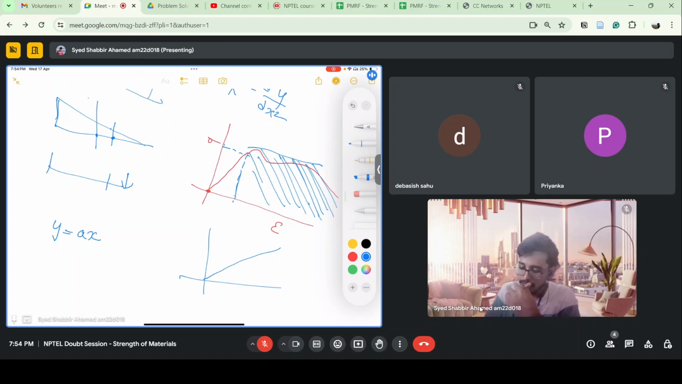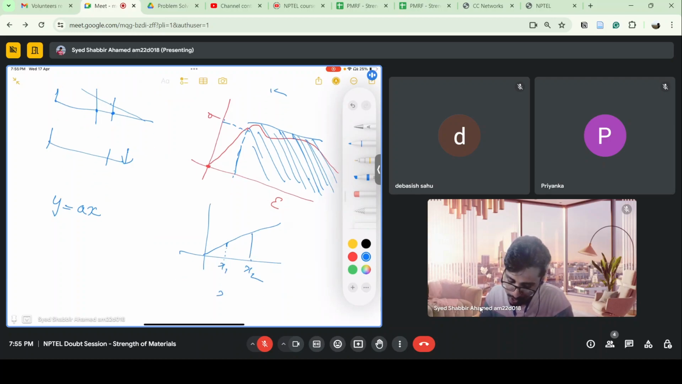Something like y is equal to ax. Let's say I take x1 and x2, where x2 is twice of x1. Let's say y2 is equal to a into x2, and y1 is equal to a into x1. So I am saying that x2 is twice of x1.